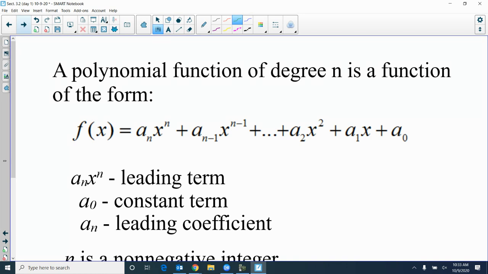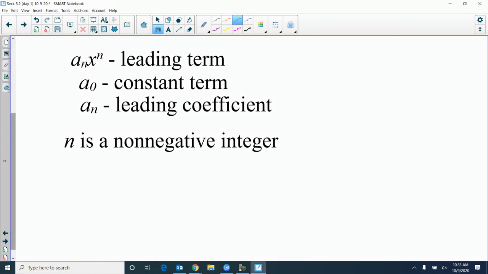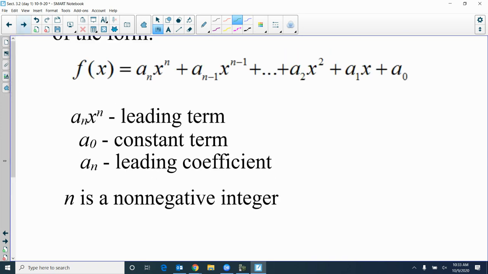Now, you don't have to hit every degree. So it could be g of x equals 2x to the 4th minus 7x plus 1. You might not have an x cubed and an x squared. These are polynomial functions. N is a non-negative integer. That can't be a negative number, can't be a decimal fraction. 5, 4, 3, 2, 1. All positive whole numbers, okay, for polynomials.